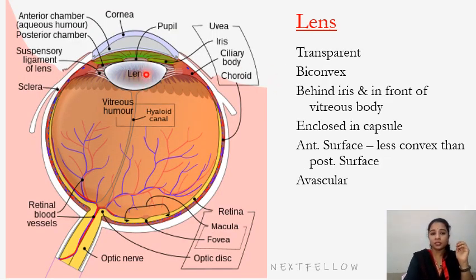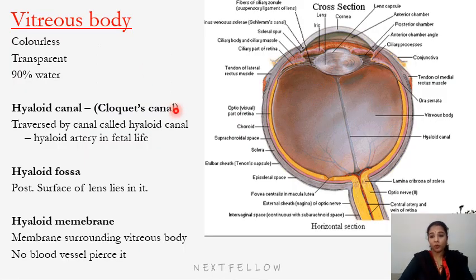Next, about the lens. The lens is a transparent biconvex structure which is present behind the iris and in front of the vitreous body, and it is located over a fossa called the hyaloid fossa. Its anterior surface is less convex than the posterior surface. The lens is also a completely avascular structure. It gains its nutrition from the aqueous humor. So that was about the aqueous humor.